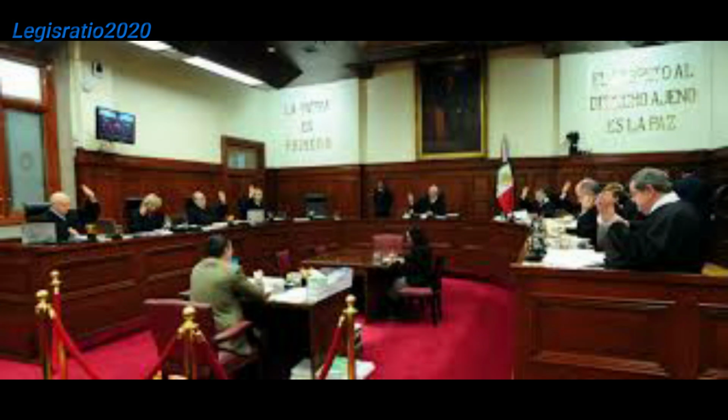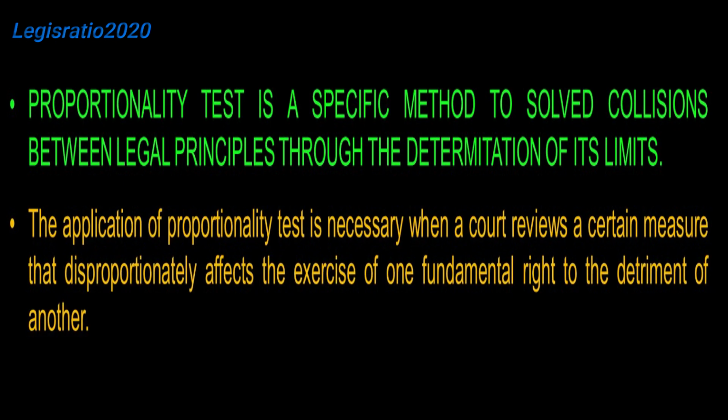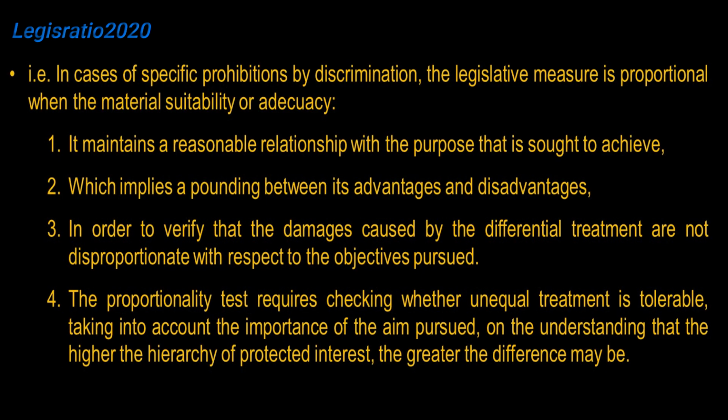In addition, regarding proportionality in the material susceptibility related to legislative measures, in the case of a specific prohibition of discrimination, the jurisprudence of the court considered that the legislative measure is proportional when it maintains a reasonable relation with the purpose that is sought to achieve, which implies a balance between its advantage and disadvantage, in order to verify that the damage caused by the differential treatment is not disproportionate with respect to the objectives pursued.